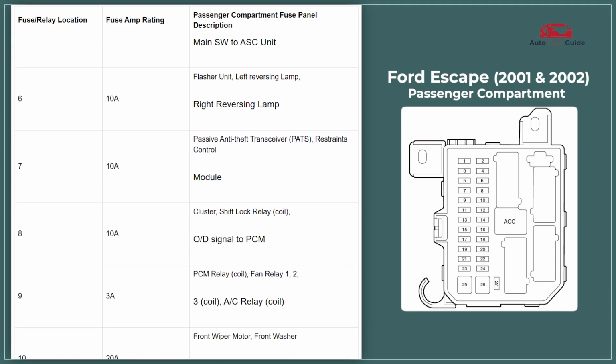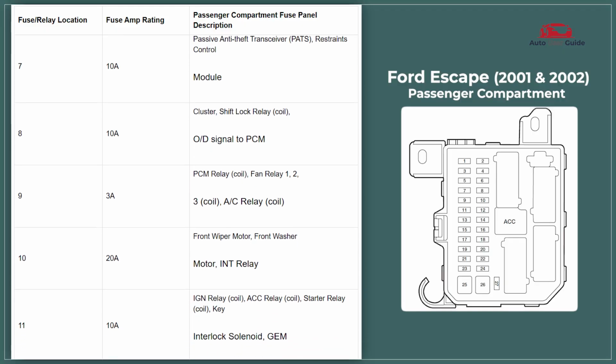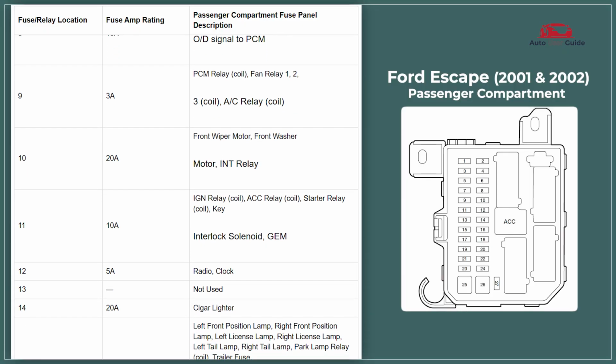The fuses ensure safe operation by breaking the circuit during electrical overloads. Each fuse is rated for a specific amperage to match the connected accessory.